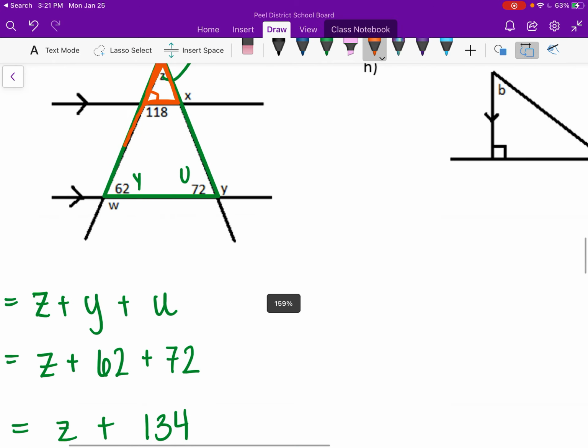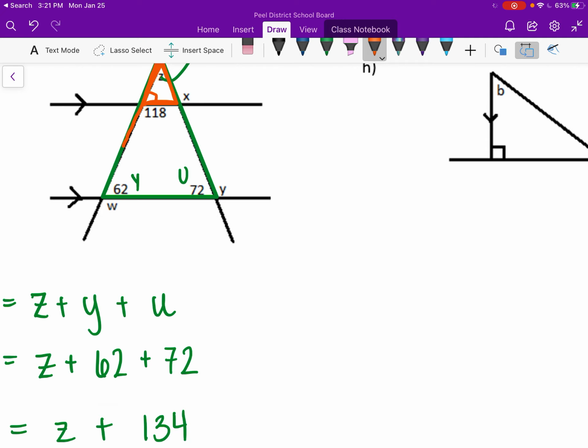So I know to find that inner corner there, we'll call it S, right? To find S, I know that I'm going to take 180 and minus the supplementary triangle over there. So I have 180 minus 118, right? Which is going to say S is equal to 62. So that's equal to 62 degrees.